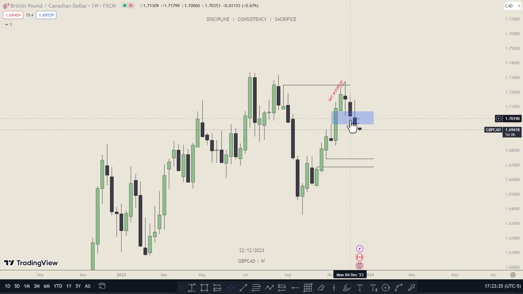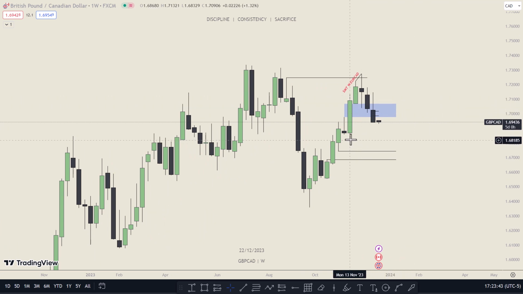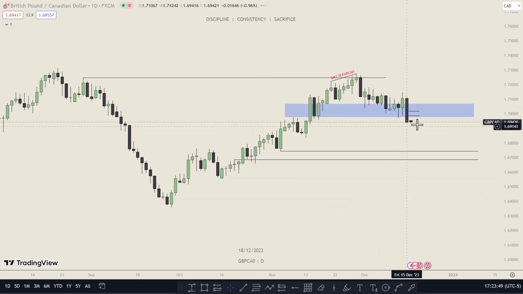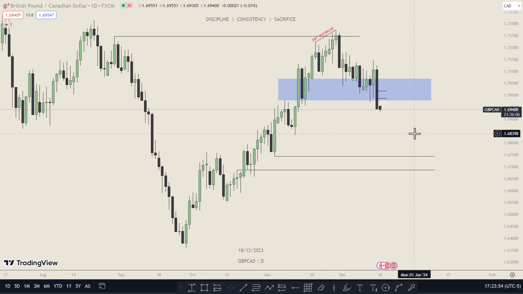It failed to offer support. Now we want it to act as resistance. Now, is there a reason for it to act as resistance? Yes, we have this draw on liquidity, this inefficiency on the weekly time frame. Let's go to the daily. On the daily time frame, we have a market maker sell model in the making.